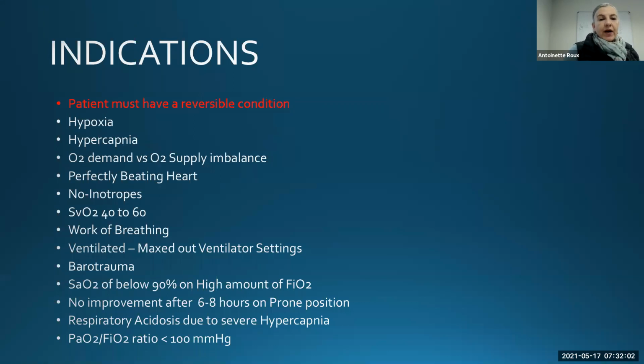Well, I say there are no inotropes, but it could be low doses of inotropes as well. So SpO2, we will start off at about 40 to 60%. Now, SVO2 is your venous saturation. So I'm just going to show you on the board how this works.